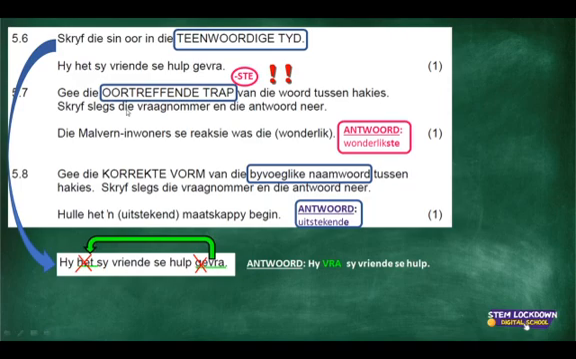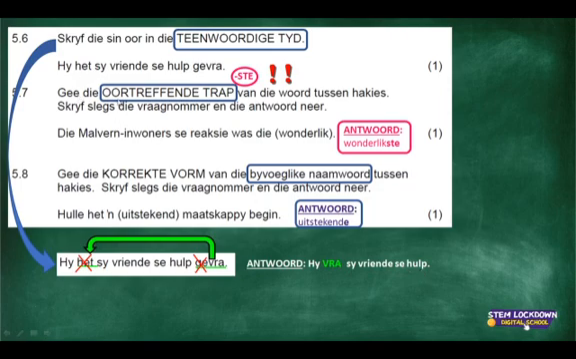Goed, ons gaan aan. Skryf die sin oor in die teenwoordige tyd. Rewrite it in the present tense. Hy het sy vriende se hulp gevra. Once again we go, we identify the verbs. Het en gevra. Now, because we are writing it into the present tense, the het has to fall away, the ge has to fall away, and my verb has to move back to the second position after my subject. So my antwoord, hy vra sy vriende se hulp.